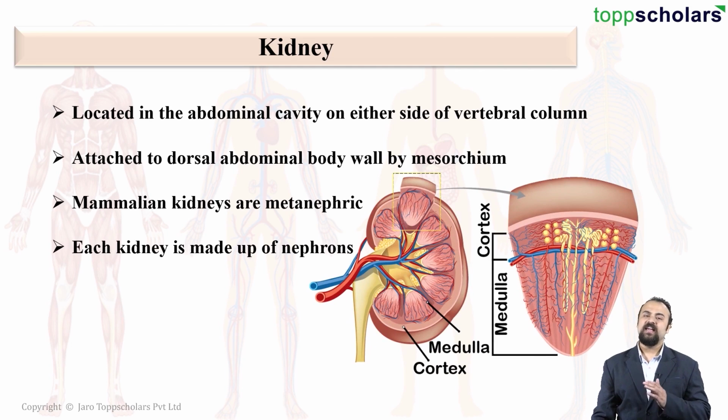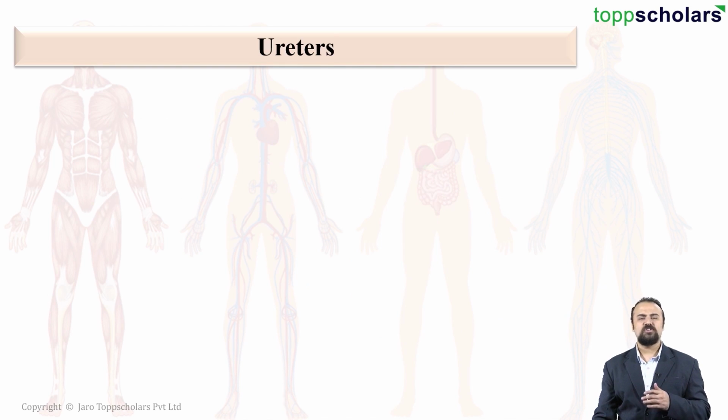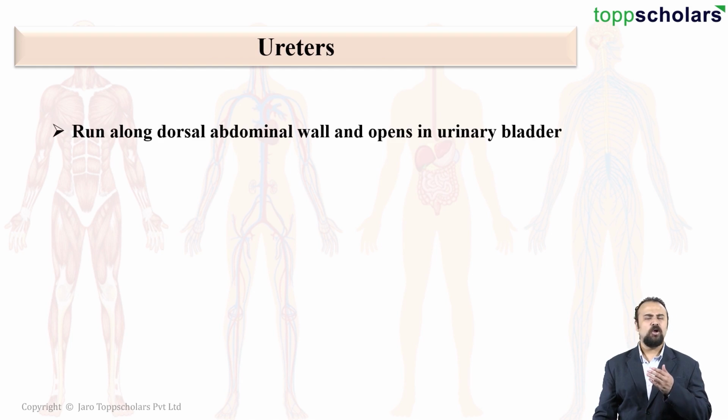Moving on students, each kidney is made up of millions and millions of small structural and functional units known as the nephrons. Moving on students, now let us talk about the ureters. As mentioned before, these are long tubes which carry the urine from the kidney to the urinary bladder. They run along the abdominal wall and open into the bladder.